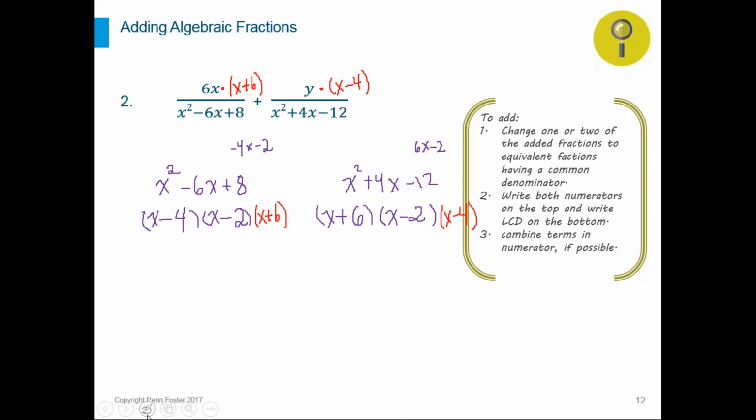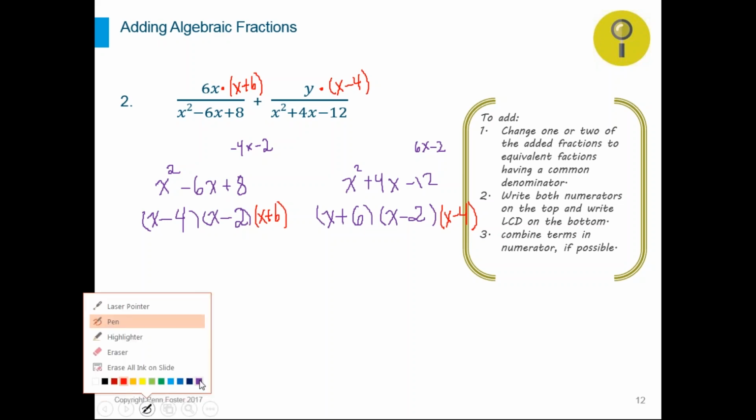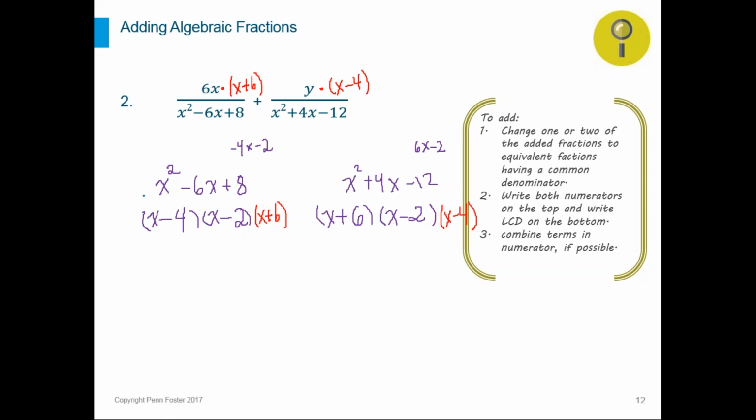Now let's rewrite the fractions, so we are clear on what is going to appear on each fraction. We're going to have to multiply 6x times x and 6x times positive 6. So we're going to do that right now. 6 times 1 is 6. x times x is x squared. And then 6x times 6 would be positive 36. That's done with the first numerator.